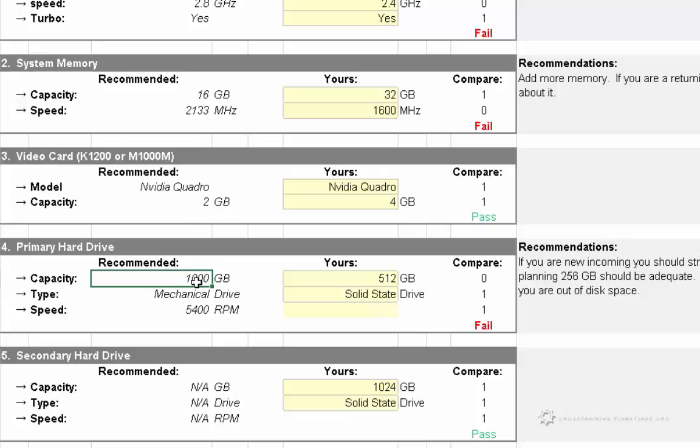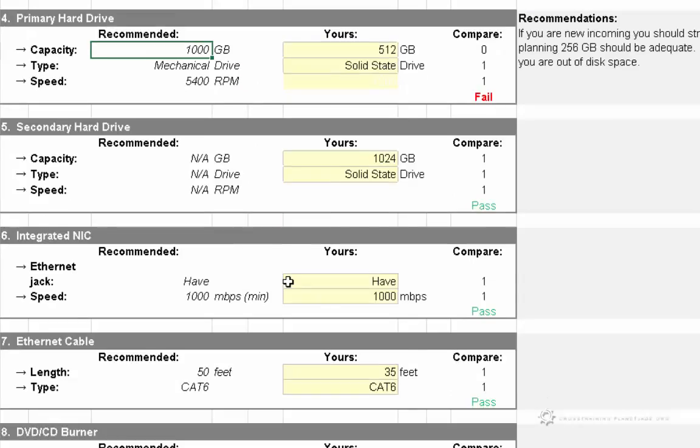The next one is the primary hard drive. We're recommending for new incoming second years to have a 1 terabyte C drive. The reason is that we ran some calculations and predicted that by the time you reach your fifth year, you're going to be out of disk space if you only have a 512 gigabyte drive. If you're a third, fourth, or fifth year, that's not going to really impact you all that much. So if you're still sitting on a 512 gigabyte drive in your third, fourth, or fifth year, I probably wouldn't go through the trouble to upgrade.